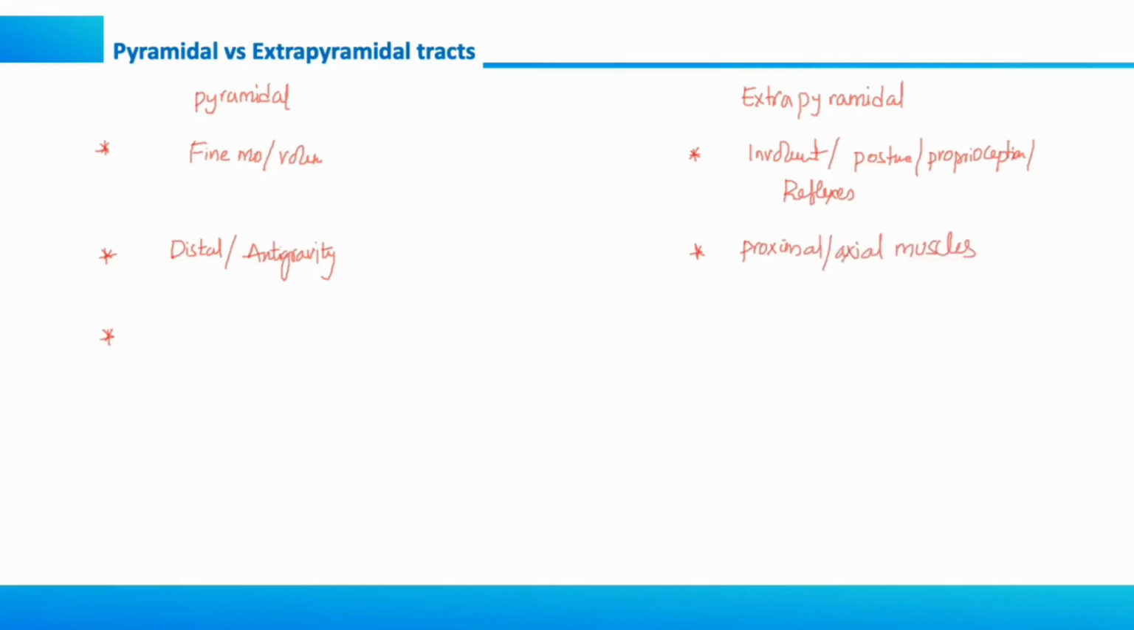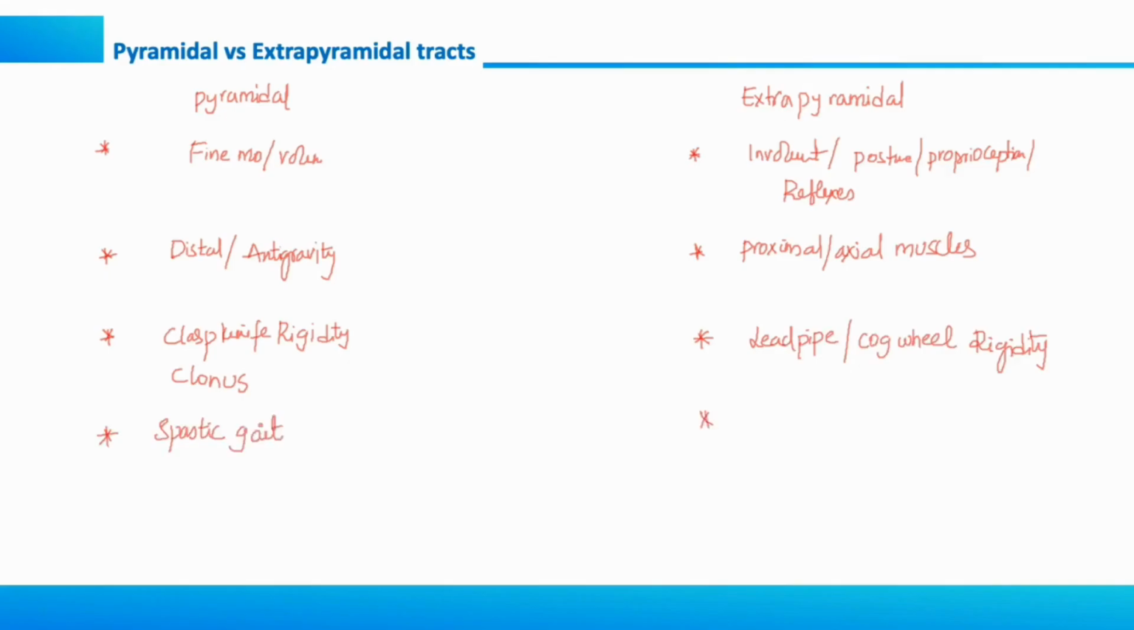The type of rigidity observed with pyramidal tract injury is clasp knife rigidity. You will also see clonus in these cases. The type of rigidity observed with extrapyramidal tracts is lead pipe rigidity or cogwheel rigidity. When it comes to gait, spastic gait is seen in cases of pyramidal tracts. Shuffling gait is seen in cases of extrapyramidal tract. Extensor plantar reflex, that is the Babinski reflex, is positive in cases of pyramidal tract lesion. It is normal or negative in cases of extrapyramidal disease.